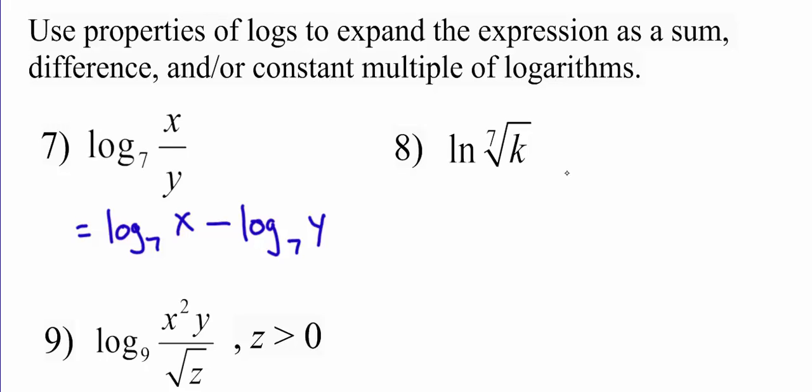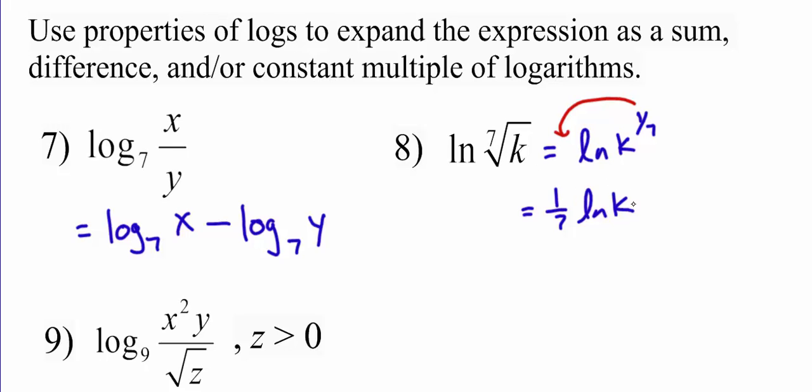Okay, on number 8, we got the natural log of the 7th root of k. Again, one thing that might help some of you is to think of this as the natural log of k to the 1/7, instead of thinking of it as the 7th root, because the 7th root can kind of mess with our heads a little bit. And then we have that power property, which says we can take our exponent and move it out front. It's the third one on that list on the first page. And this would be 1/7 the natural log of k.